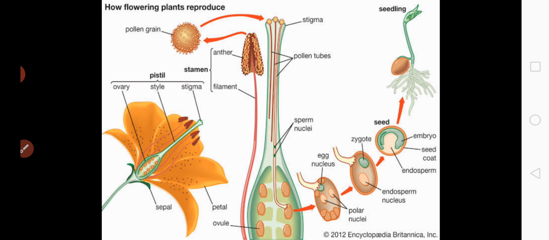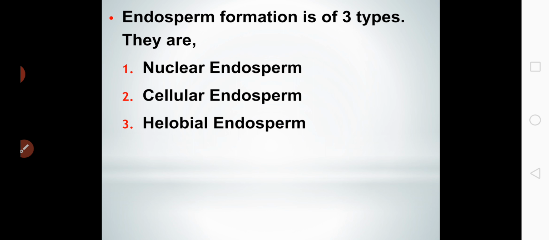Coming to the types of endosperm formation. Endosperm formation is of three types. They are nuclear endosperm, cellular endosperm, and helobial endosperm.